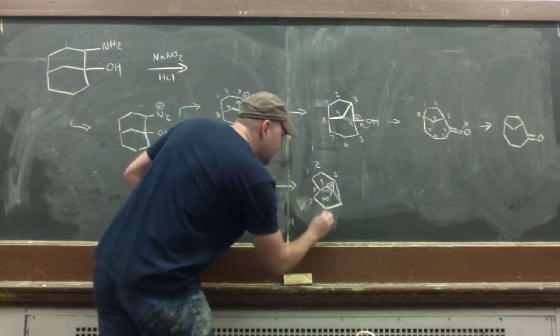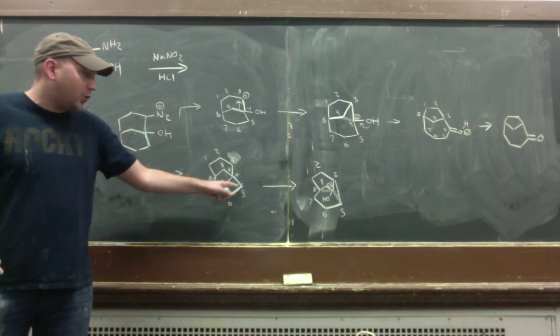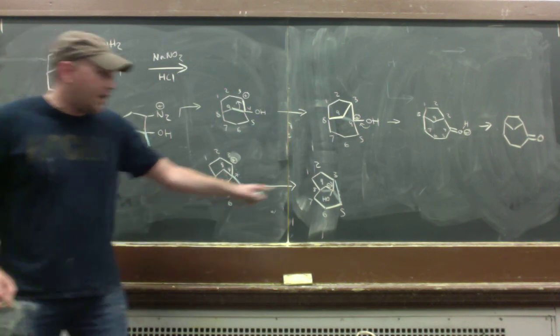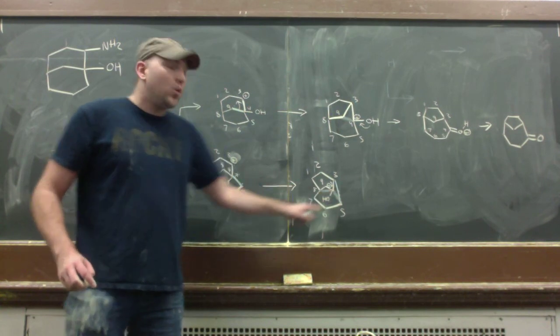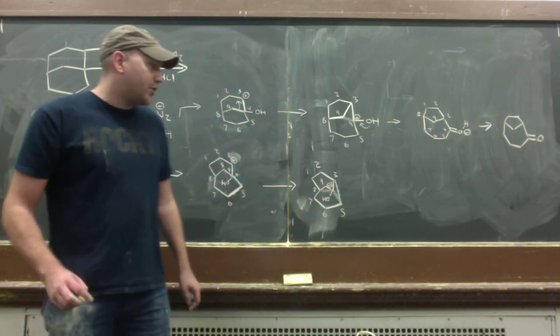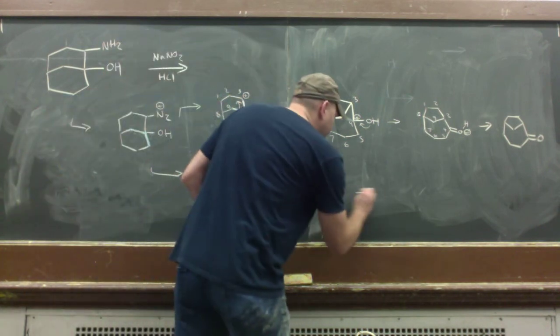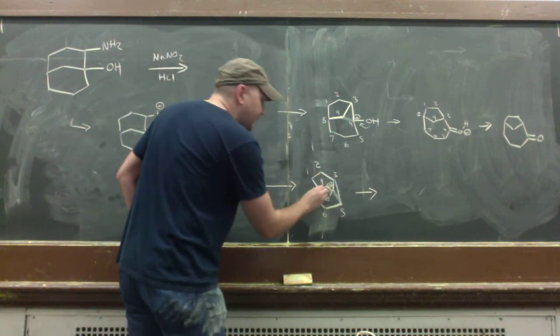6, 5. So when we go through counting it, what did we say before? We're going to break the bond between 4 and 5. So we no longer have that bond between 4 and 5. We now have a bond between 5 and 3. The bond is now between 5 and 3. Now what we have here is a 1, 2, 3, 4, 5, 6 membered ring.